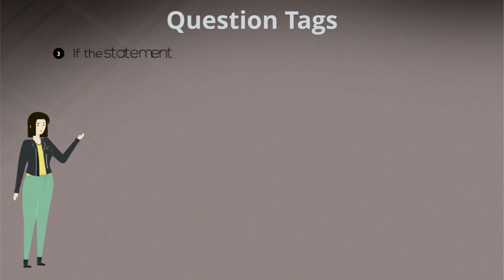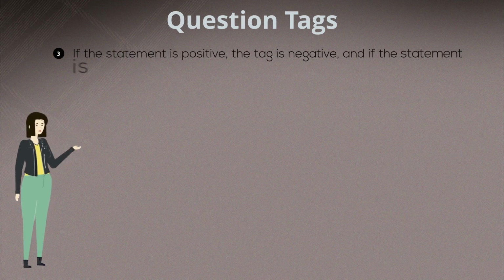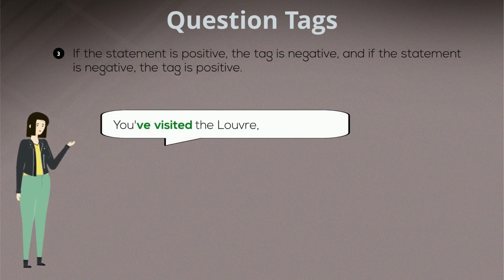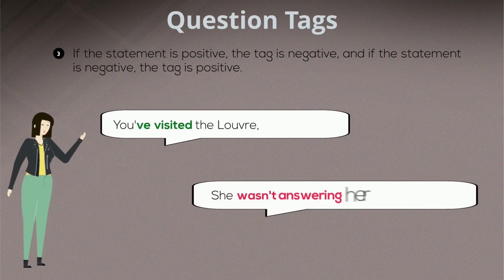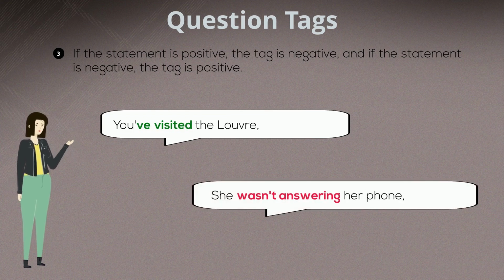The final rule to remember is that if the statement is positive, then the question tag is negative. And if the statement is negative, then the question tag is positive. For example, "You visited the Louvre, haven't you?" Or, "She wasn't answering her phone, was she?"